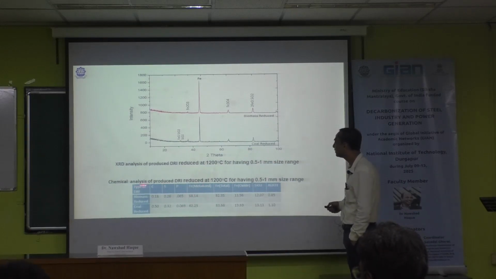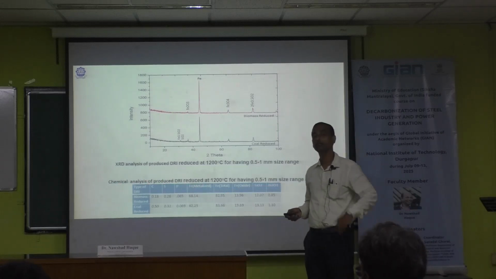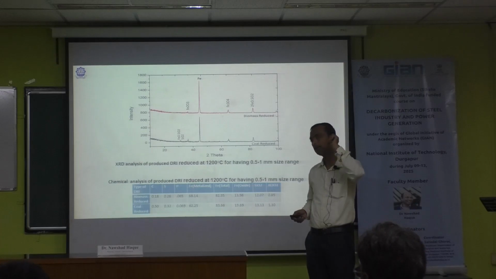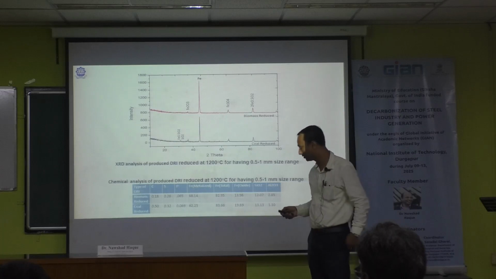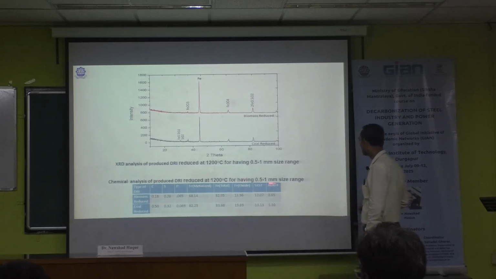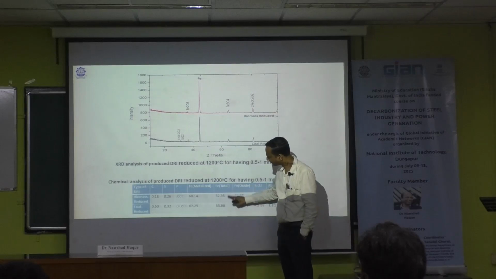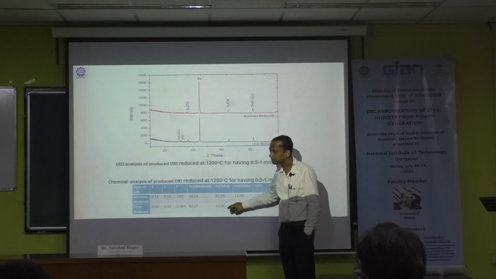Sorry, this is actually an analysis of DRI. But I talked about the steel also. We have done the making of steel also with the biomass reduced DRI and coal reduced DRI. You can see that the DRI which is produced contains less carbon, less sulfur, less phosphorus, and here you will see the Fe total is slightly more in case of coal base.